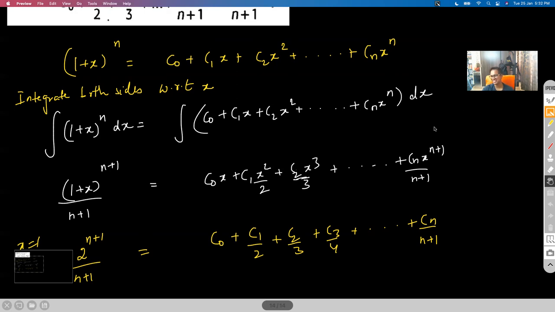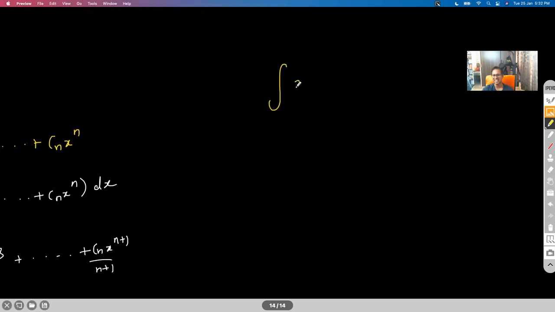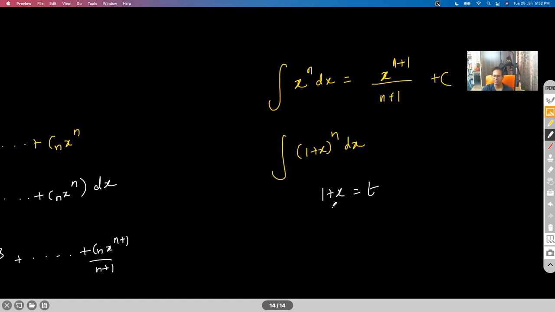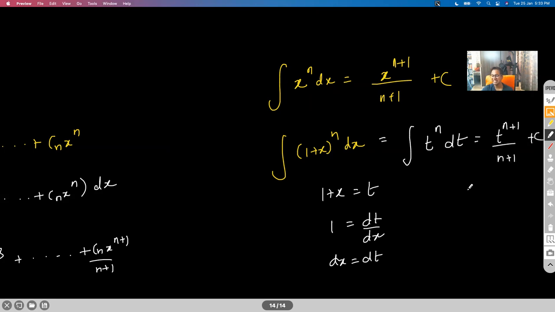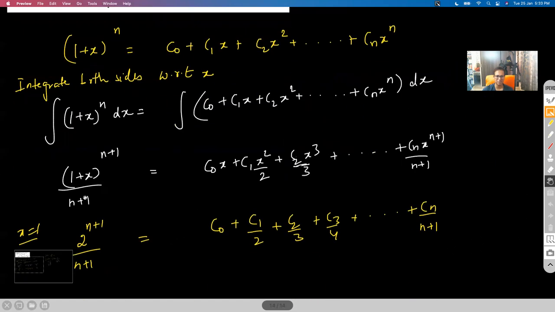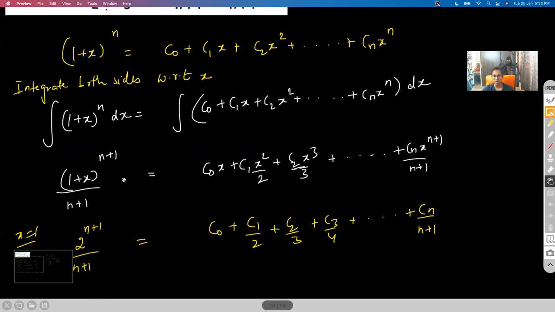Can you repeat how to integrate? All right. If you're integrating x to the power n, this answer everybody knows: x to the power n plus 1 by n plus 1. Correct. Now if you have 1 plus x to the power n, very simple. You put 1 plus x as t. That's another variable. When 1 plus x is t, you differentiate both sides with respect to x, so your dx becomes dt. So this integration becomes t to the power n, and instead of dx, you write dt. So the approach is the same. You'll end up getting t to the power n plus 1 by n plus 1, and t is 1 plus x. So that's why I wrote this result, 1 plus x to the power n plus 1 by n plus 1. Fine. Any doubt with respect to that result?